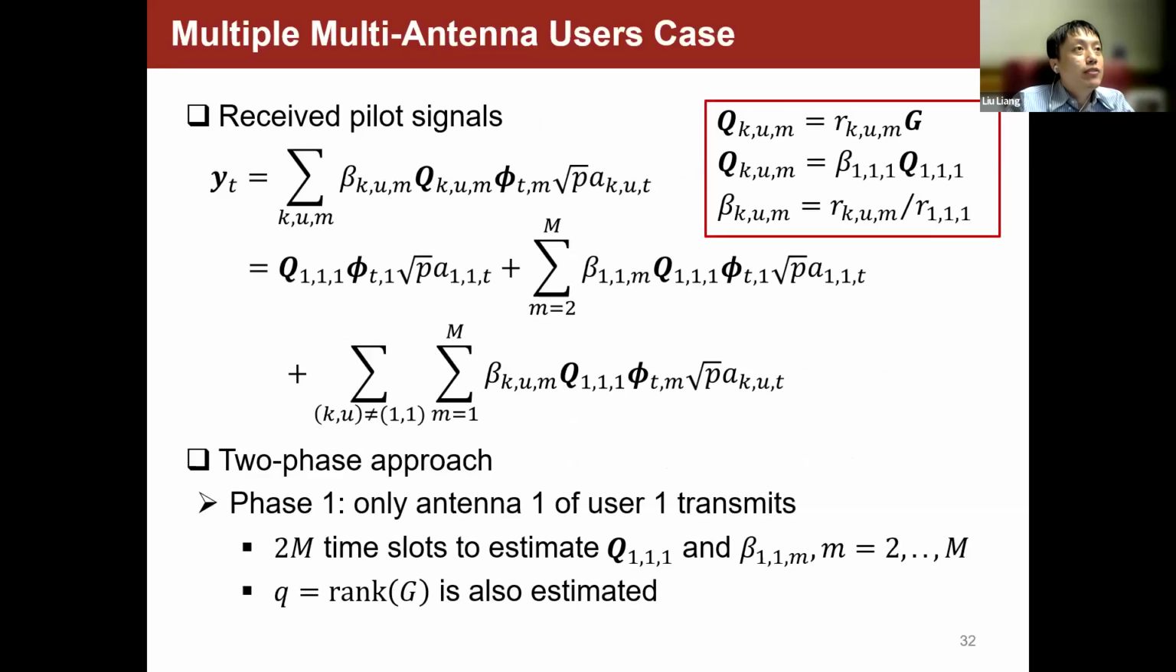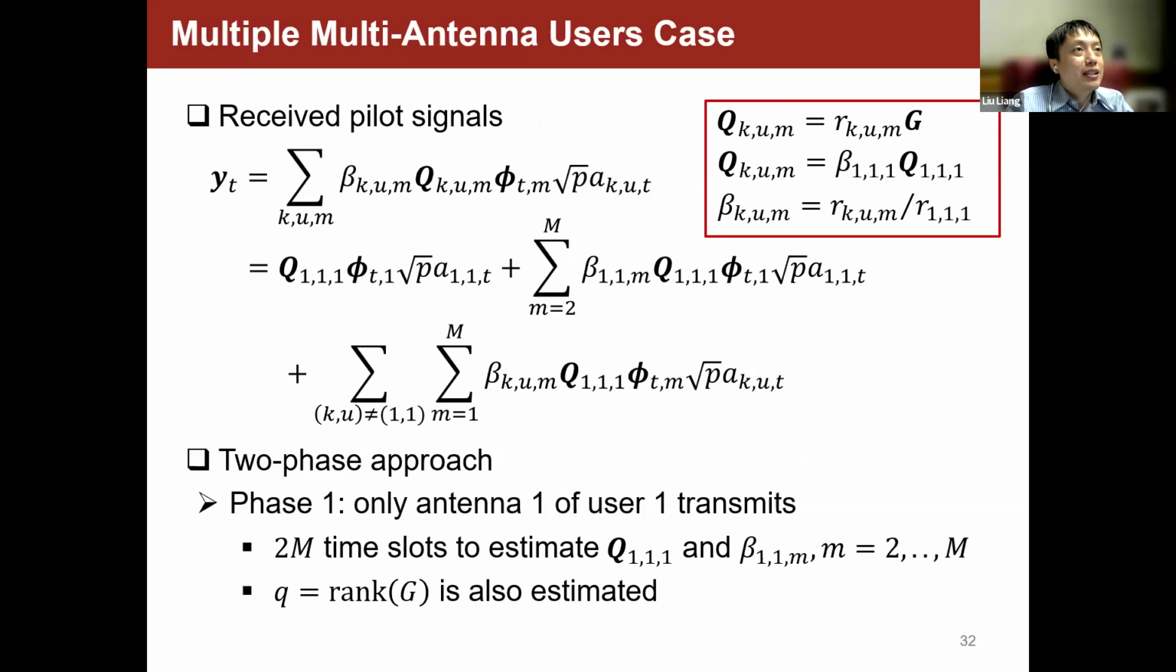And you may ask, what if we consider the general case? We have k users, each user has u antennas. This is a multi-user MIMO case. This is very general, right? I don't have too much time to explain it, but I can show the basic idea. The basic idea is that in this case, you have KU transmit antennas, and the signal will be contributed by all these KU transmit antennas.